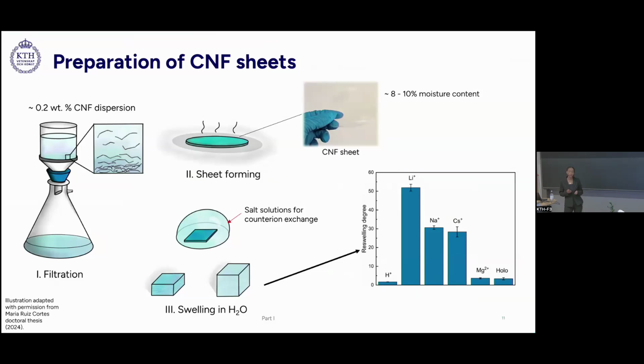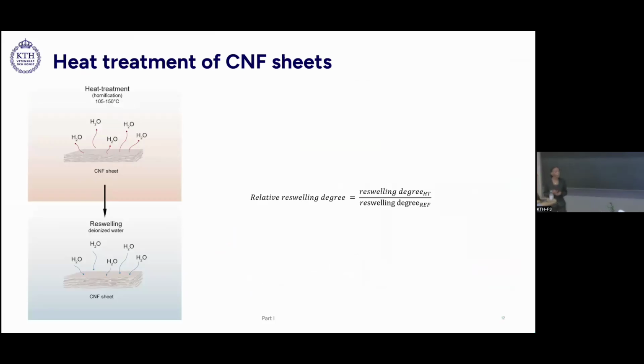These sheets were then exposed to a heat treatment to induce hornification. The heat treatments were performed at temperatures between 105 and 150 degrees for different durations. The sheets were subsequently immersed in water and allowed to swell until equilibrium. Then we defined a relative reswelling degree, which is the reswelling of the heat-treated sheets with respect to a non-treated sheet. I will also refer to this as their aging reswelling behavior.